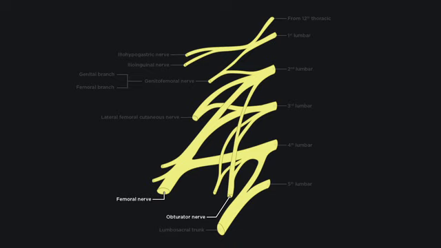Keep in mind, though, that both the femoral and obturator nerves are composed of the L2, L3, and L4 ventral rami off the lumbar plexus. So the differences in innervation are likely of little consequence.